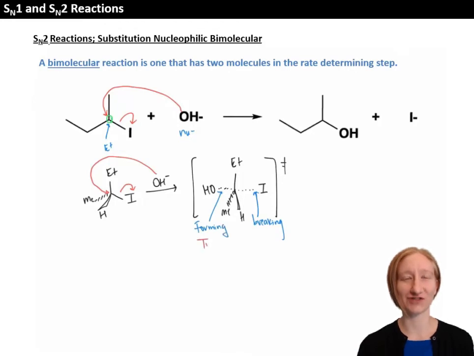There are two key features of this transition state. First, it's bimolecular, meaning it involves both the nucleophile and the electrophile. And the rate of the reaction is a function of both the nucleophile and the electrophile. Because of that, increasing the concentration of either reactant will increase the rate of the reaction.